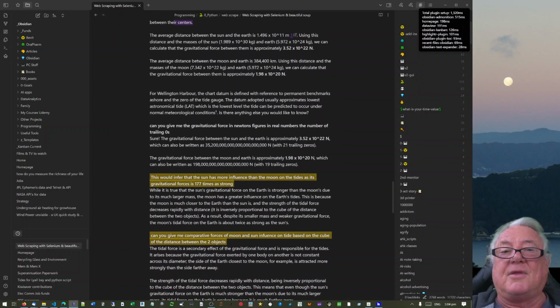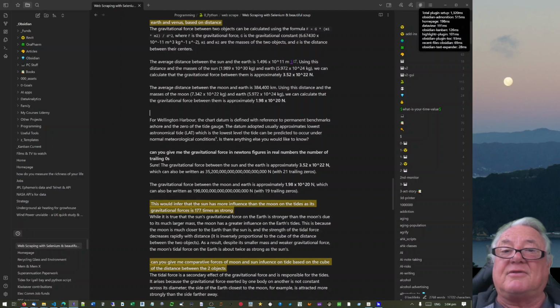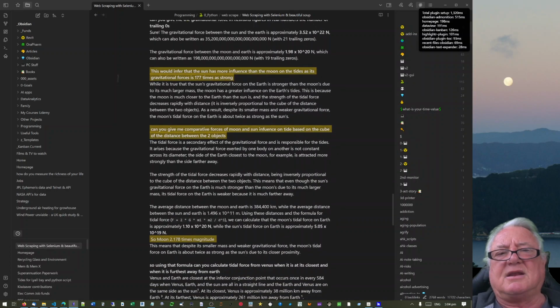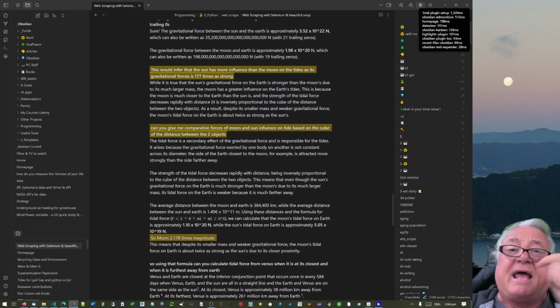It says the average force from the Moon is 1.98 times 10 to the 20 newtons. And then it said the gravitational force from the Sun is 3.52 times 10 to the 22. So I started thinking, well, wait a minute, the Sun's magnitude is another 100 times more than the Moon's magnitude. So I put some numbers in and said, well, that would infer the Sun has more influence on the tides. Its gravitational force is 170 times as strong.